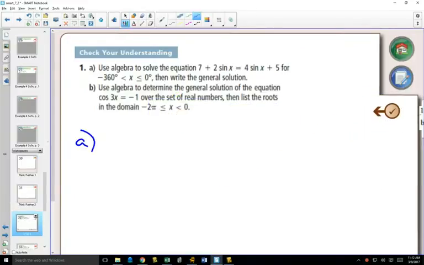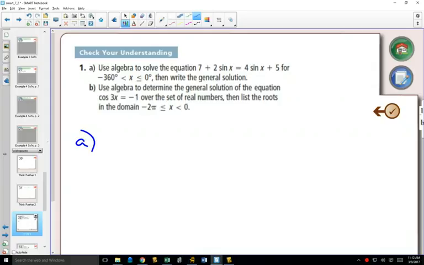Part A. We want to use our algebra skills to solve for this. So sometimes what you have to do is imagine yourself going back to grade 10 or grade 11 and start this question off like that. Well, how would I solve this equation with 7 plus 2 sine x equals 4 sine x plus 5? Well, I would put my like terms together.